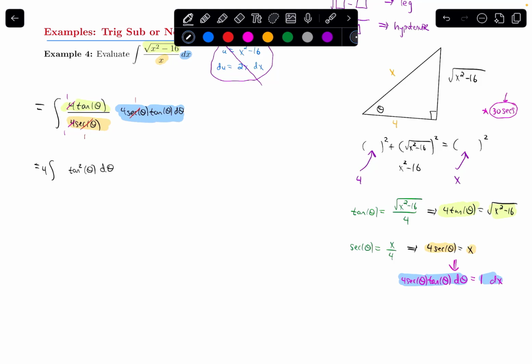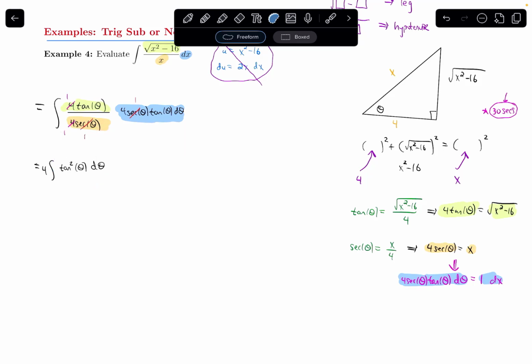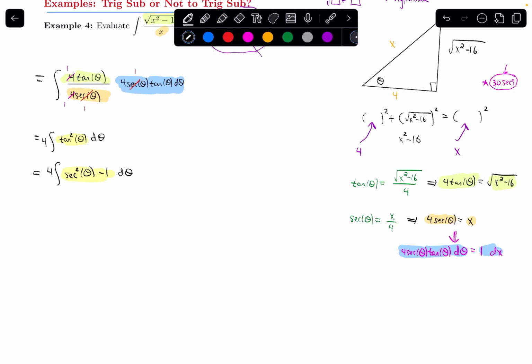So I got this. So I need to know the antiderivative of tangent squared. Well, I know the antiderivative of secant squared, and there's a trig identity that involves tangent squared and secant squared. So tangent squared is the same thing as secant squared theta minus 1. That is just using a trig identity. Tangent squared is the same thing as secant squared minus 1. Okay, and now this is something that I can do the antiderivative of.